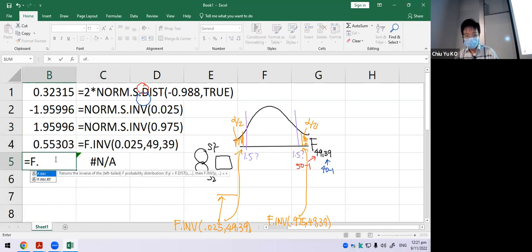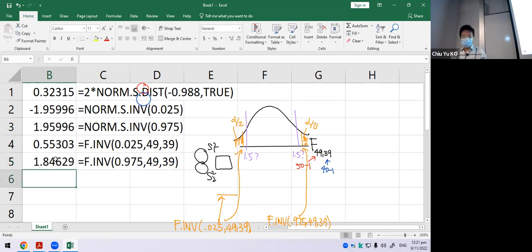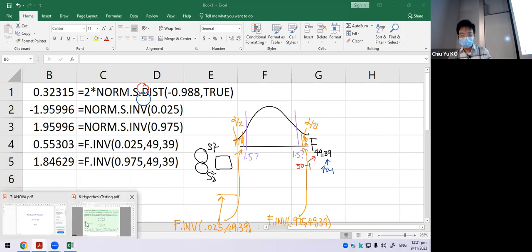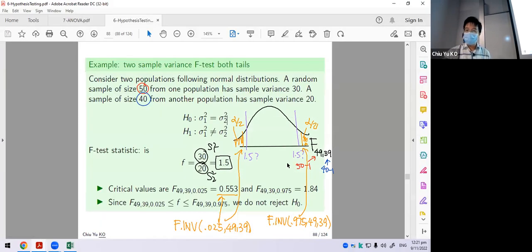And also I have F.INV, 0.975, 49, 39 there. So that's how I get 1.84. So if I do this with these two numbers, what is the actual case here? The actual thing happening is this guy, 1.5, is here. This 1.84, so it's not inside. It's outside.